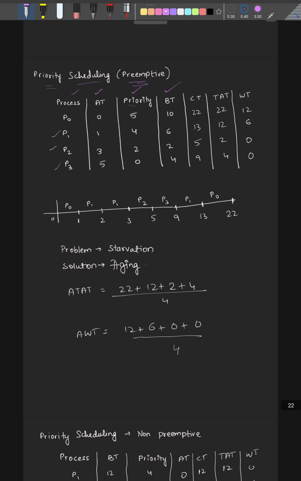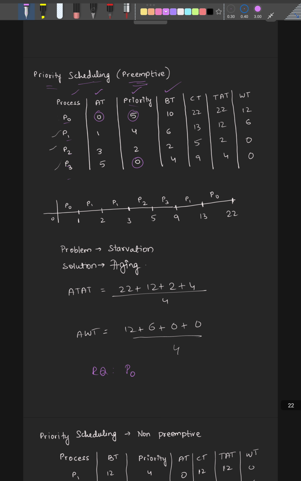Priorities: 0 is set as the highest priority and 5 is set as the lowest priority. So let's look at this question. P0, P1, P2 and P3 are the processes. When we have arrival time 0, in the ready queue we have only one thing, which is P0.